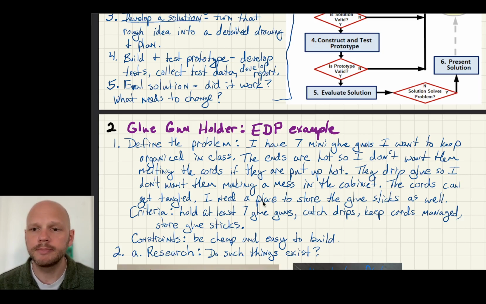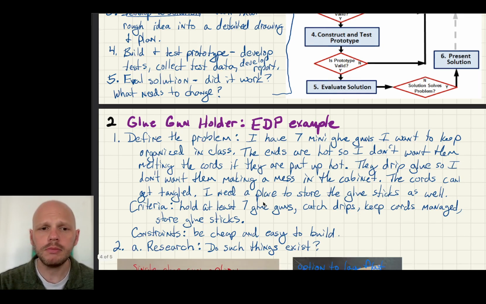It's going to make a mess. The cords can get tangled whenever you just throw them into a box or a bin, so I don't really want to do that. I need a place to store the glue sticks as well. So I bought 100 glue sticks, and I want a place to be able to store the glue sticks as well.